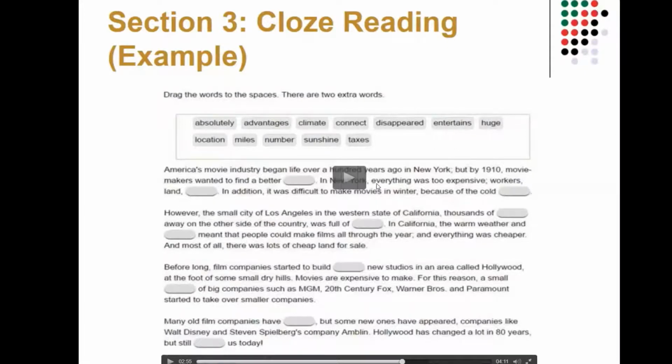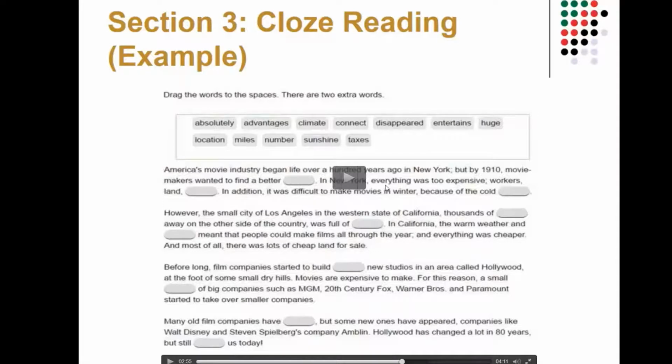Okay, in New York, for example, everything was expensive. Yeah, we compare between New York and another place like California. So next paragraph, the small city of Los Angeles. Yes, we need to move to another location, man. Well done. So moved from New York to where, Muhammad? Los Angeles. Your choice is correct, to find a better location.